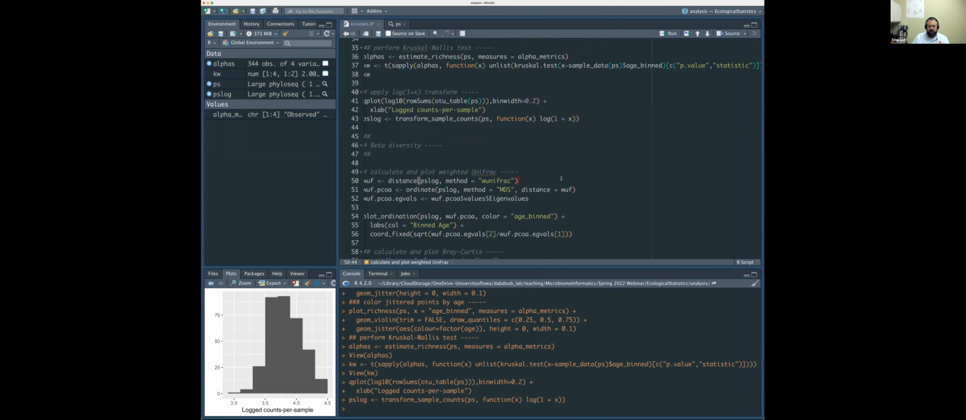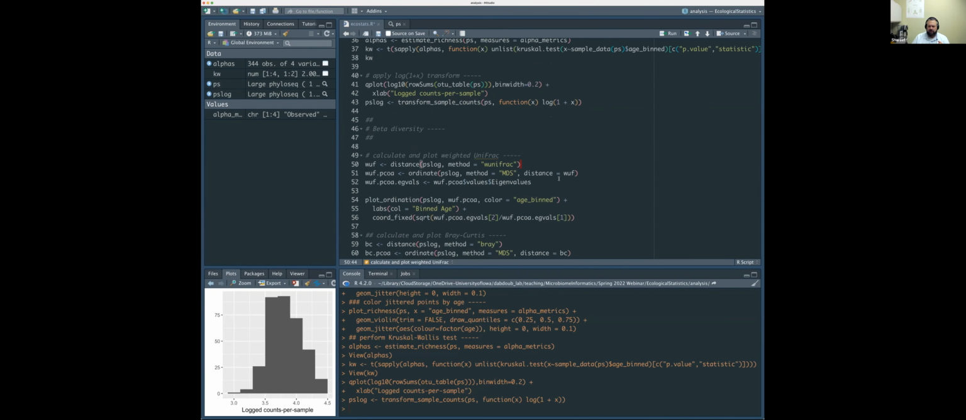So we're going to use this, and this goes back to one of the questions someone asked, but you can apply beta diversity metrics to transform data. So we will right now apply the weighted UniFrac transforms. This is just from the distance function as part of phyloseq, and it takes multiple different methods.